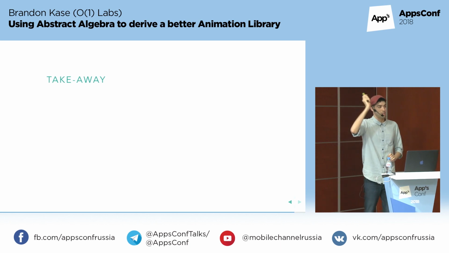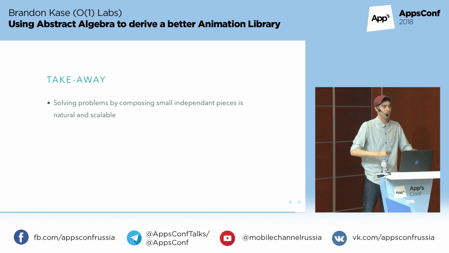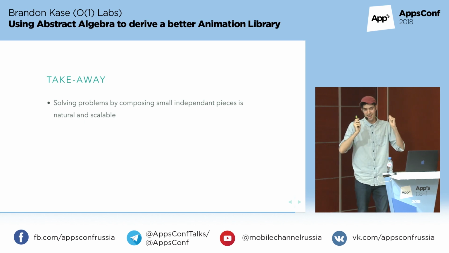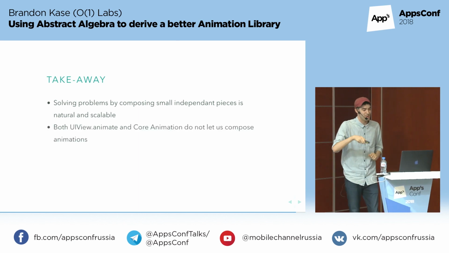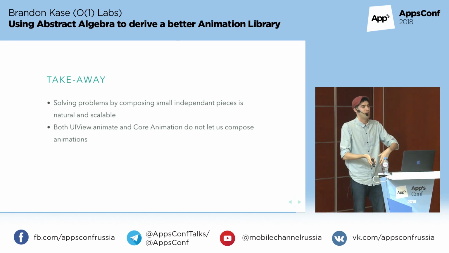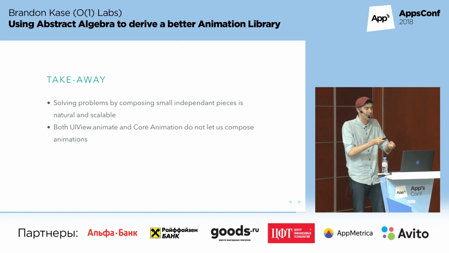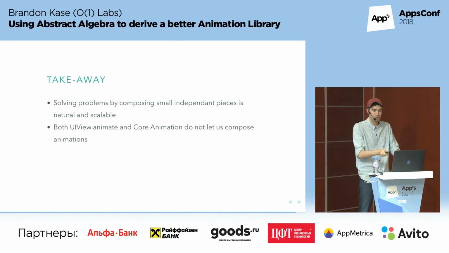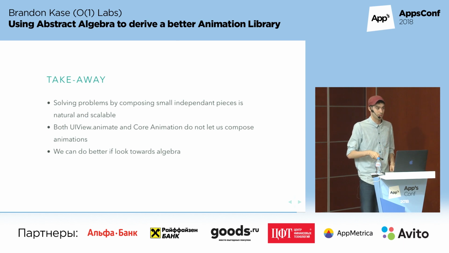Takeaways. Solving problems by composing small independent pieces is awesome. It's natural. It's scalable. It makes it easy to refactor code. Life is good. Everyone's happy. UIView.animate and Core Animation don't let us compose animations, and so we can't implement animations in the way that I would like, with this sort of natural description where we don't have to think about the underlying pieces when we're combining them. But we can do better if we look at algebra, and not just for animations, but really for anything. And I'm like super into this, so come talk to me and we can talk about other cool applications of this.